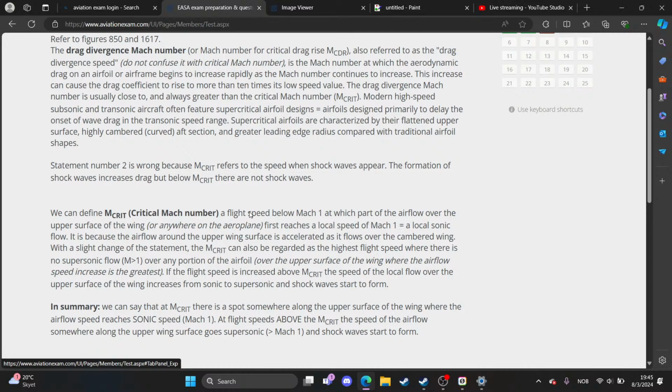Find the critical Mach number. First, the locals. It is because the airflow around the upper wing surface is accelerated as it flows over the cambered wing. With a slight change of statement, the Mcrit can also be regarding the highest flap speed.